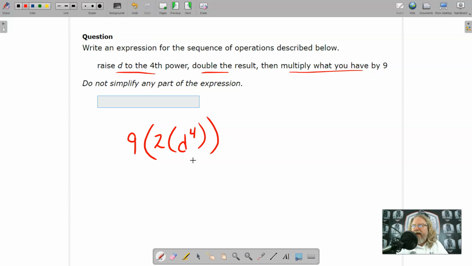Now if we work from the inside out, we would go d to the 4th, which is what they ask us to do first. Then we would have to multiply it all by 2, which would be doubling the result. And then we would have to multiply everything we have by the 9.